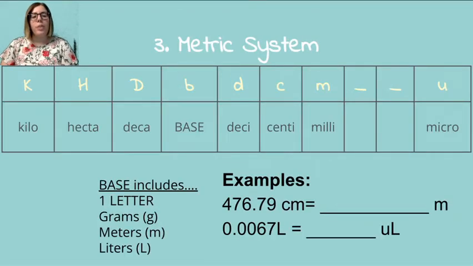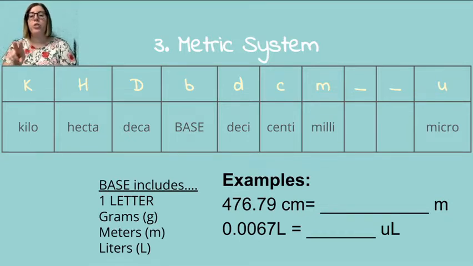Now going into the metric system, I'm sure that you've all heard of King Henry died by drinking contaminated milk. And that's why I have kilo, hecta, deca, base, deci, centi, milli. Base is just that standard middle, right? So base, I put on here, can include any one letter system of measurement that would be a base unit. So that would be grams, which is G. It could be meters, which is lowercase m, or it could be liters, which is capital L.